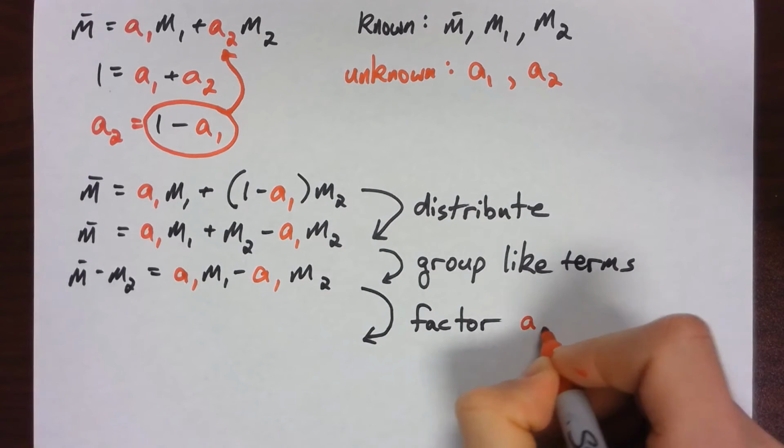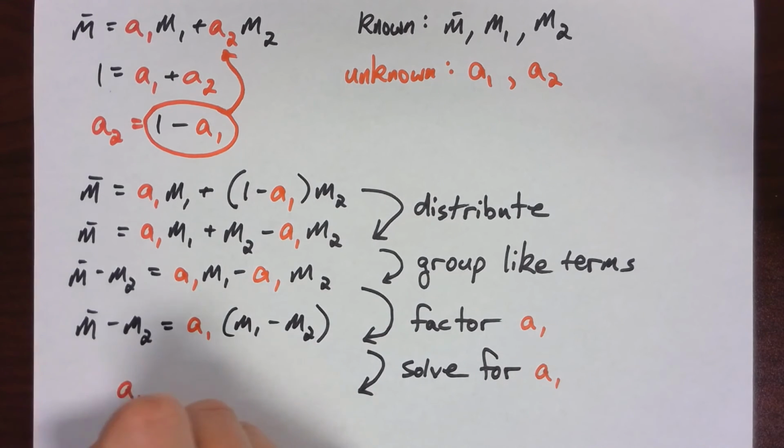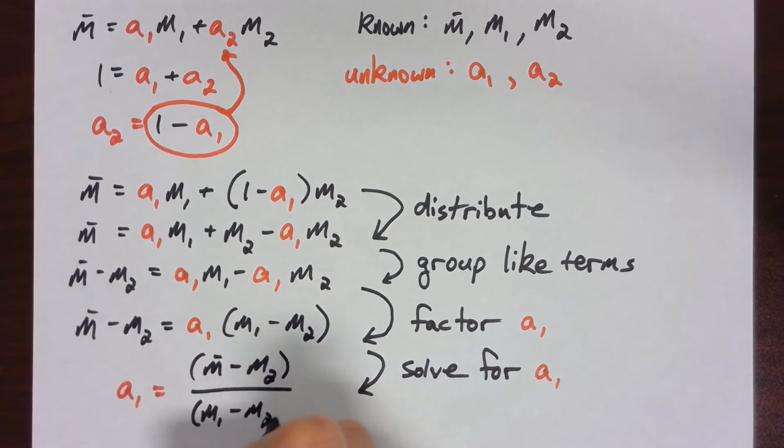To get A1 by itself, we need one A1 term, so we can factor A1 out of both of these terms, and we have A1 times the difference between M1 and M2. The last step is to solve for A1 by dividing both sides by the whole quantity in parentheses.